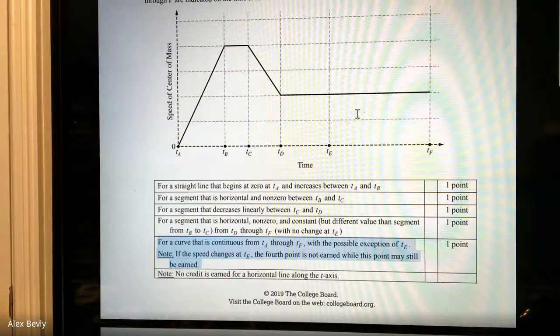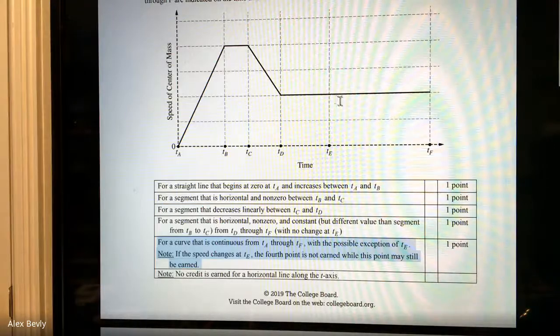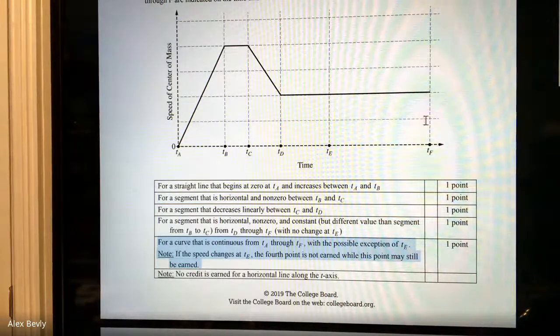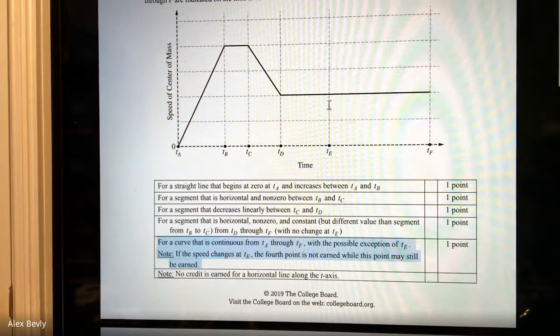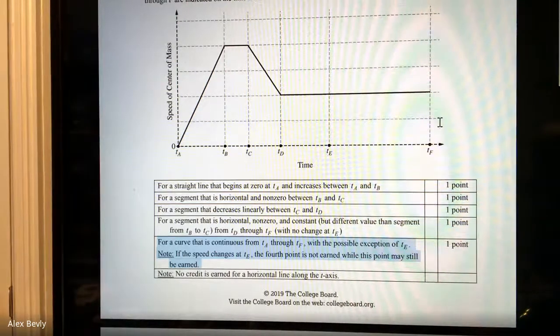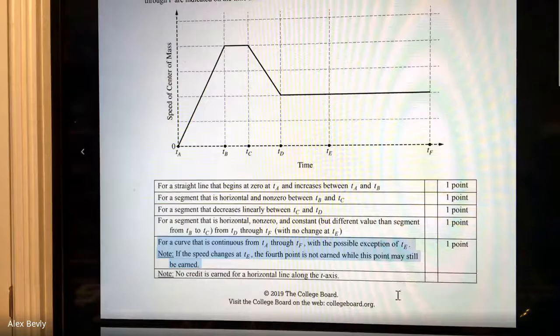So if you drew this line down, like decreasing here and then constant or something like that, as long as you just can't draw a vertical line there. If it dropped down over a small amount of time and then went like that, then you get that point, is what I think they're getting at.